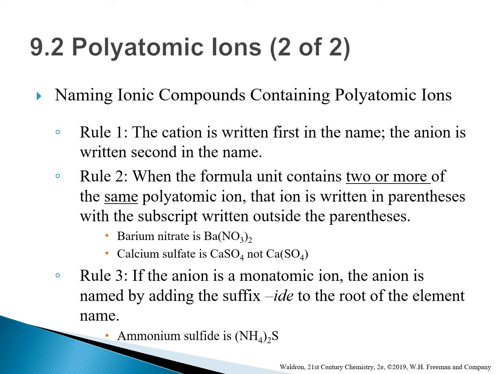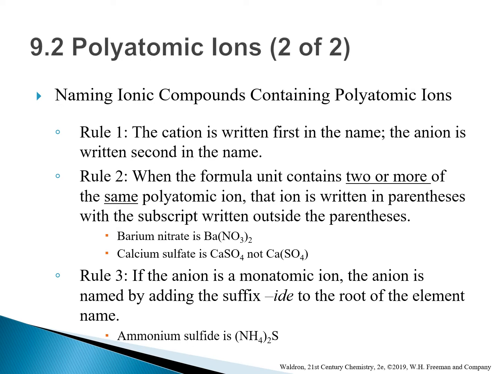Naming ionic compounds containing polyatomic ions. Rule number 1: The cation is written first in the name, followed by the anion. Rule number 2: When the formula unit contains two or more of the same polyatomic ion, that ion is written in parentheses with the subscript written outside the parentheses. For example, barium nitrate is Ba(NO3)2.